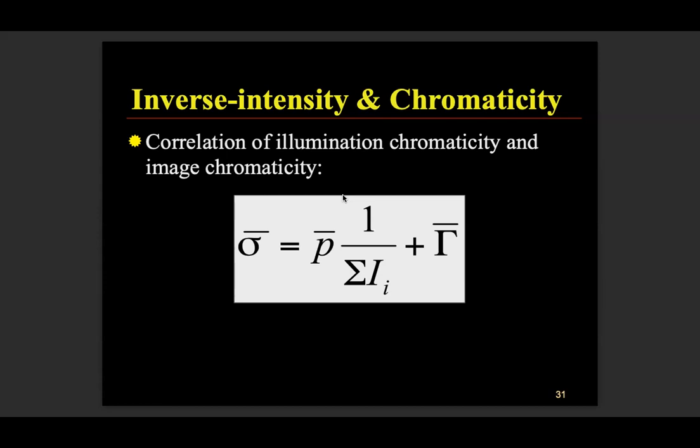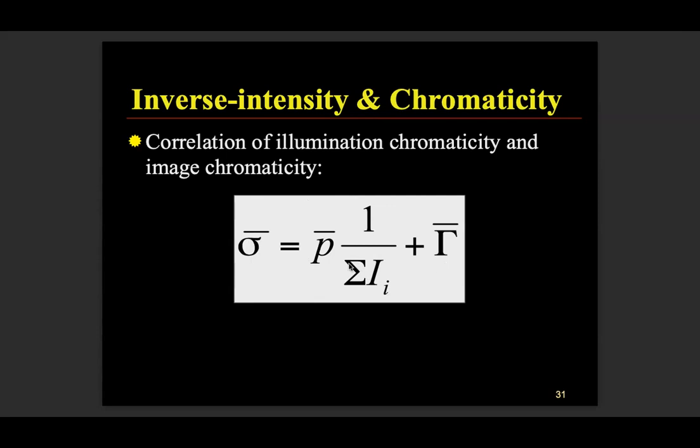But you can get into this equation that in the end you have a chromaticity in correlation with gamma. So in this case, chromaticity is known. You can calculate easily from the input pixels, right? And I is the input pixels. So the sum of I is known. Chromaticity is also known. The only unknowns are P and gamma.